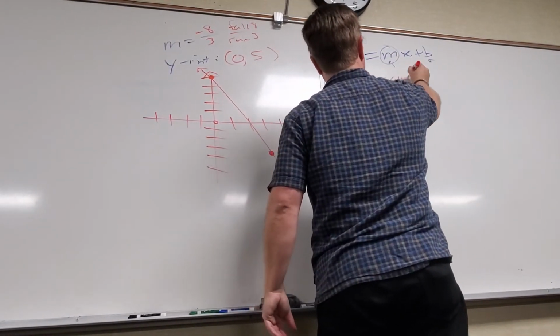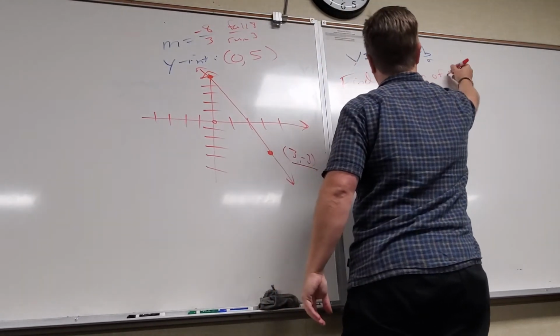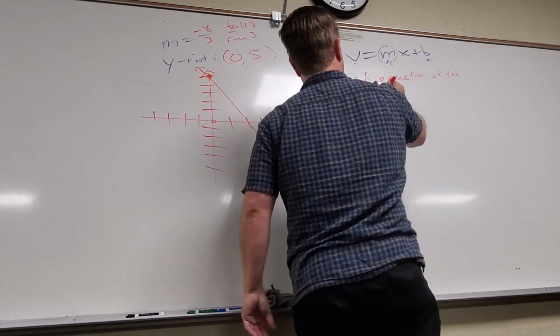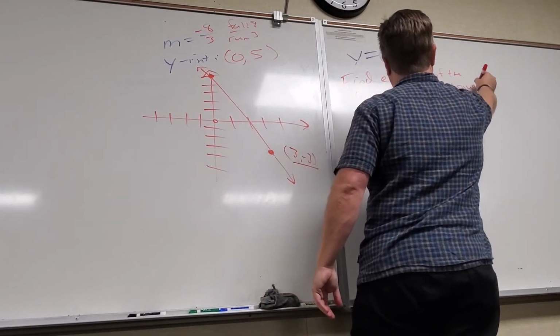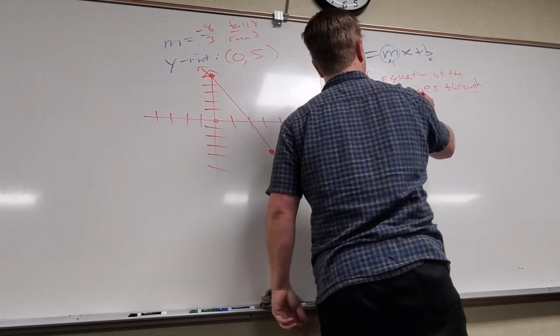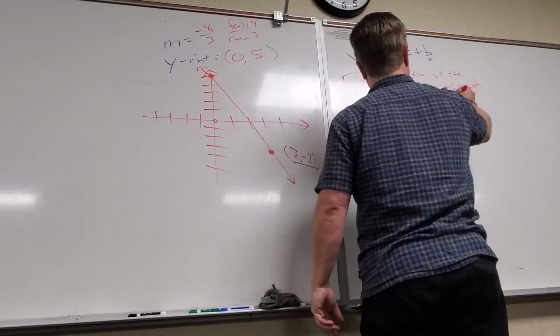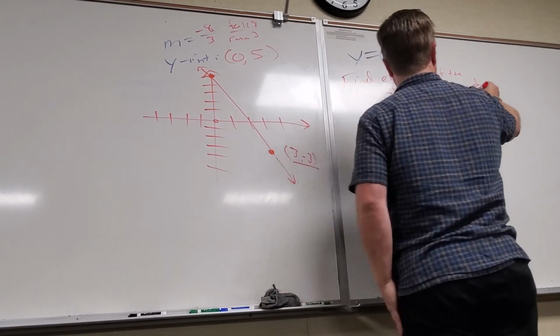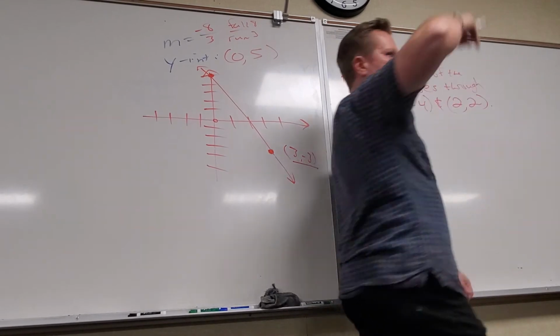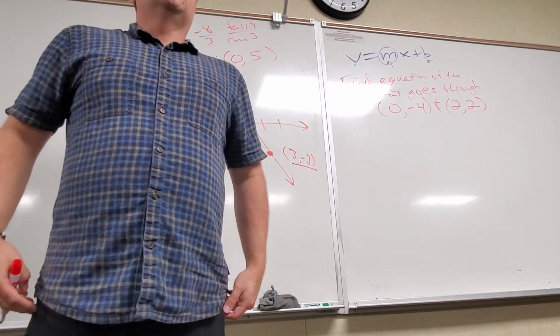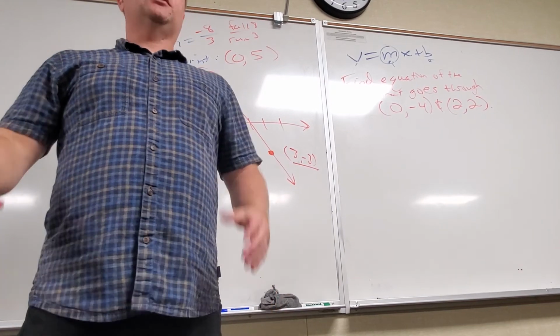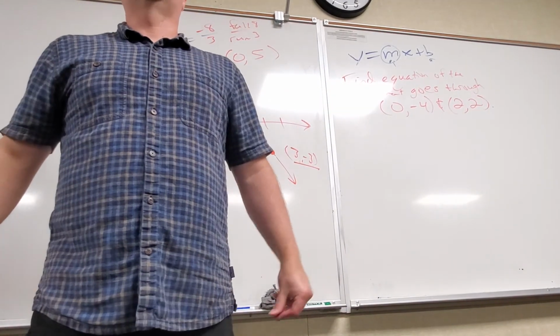Find the equation of the line that goes through (0, -4) and (2, 2). Sure, why not? I like it. So you're like, how, well, what equation of a line do we have?